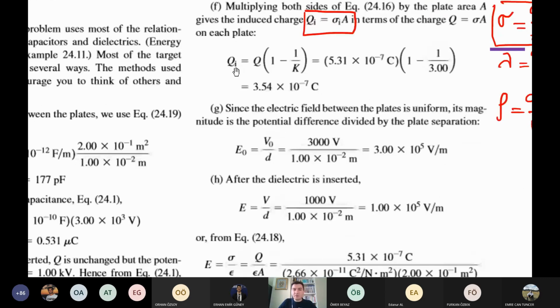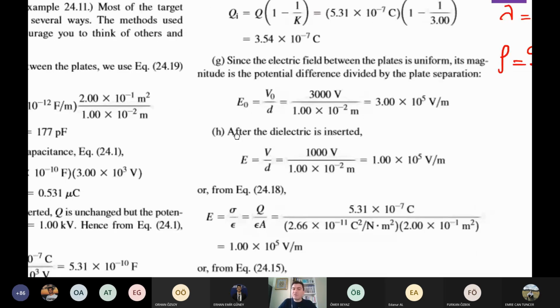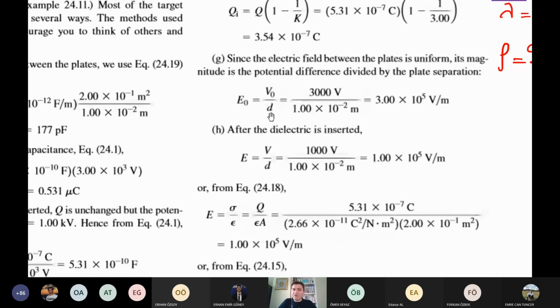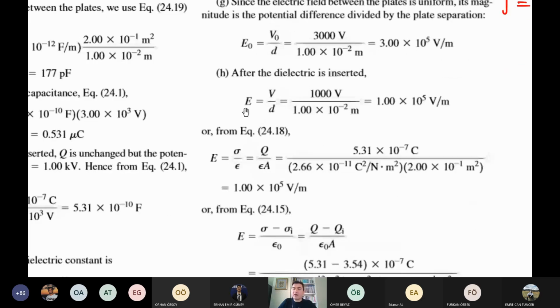And another question, what is the initial electric field between the plates? Electric field is given with V over d. Initial potential difference is given with 3 kilovolt, and the distance is 1 centimeter. Then you can calculate the electric field, 3 times 10 to the 5 volt per meter. And you can also calculate the electric field after inserting the dielectric material. It is given with V over d. This is the final voltage between the plates, 1 kilovolt. Distance is the same. Then you can calculate the final electric field.